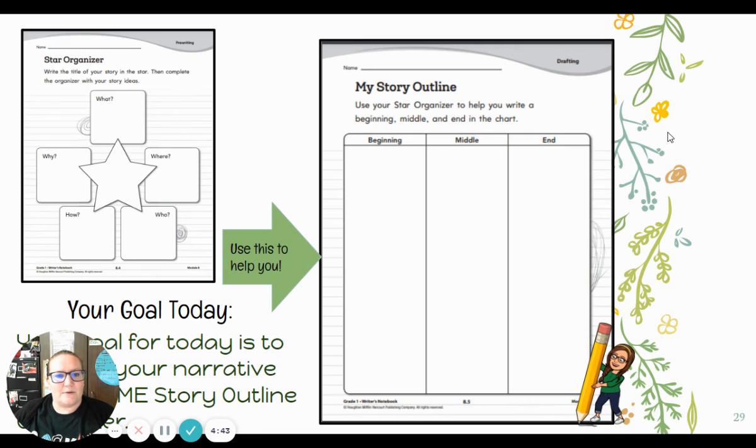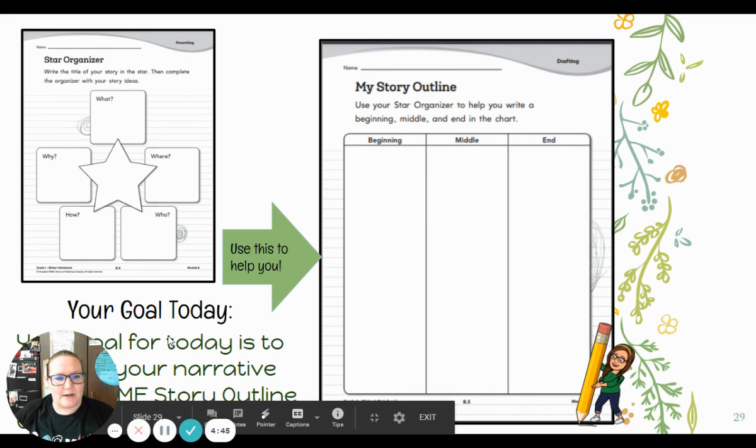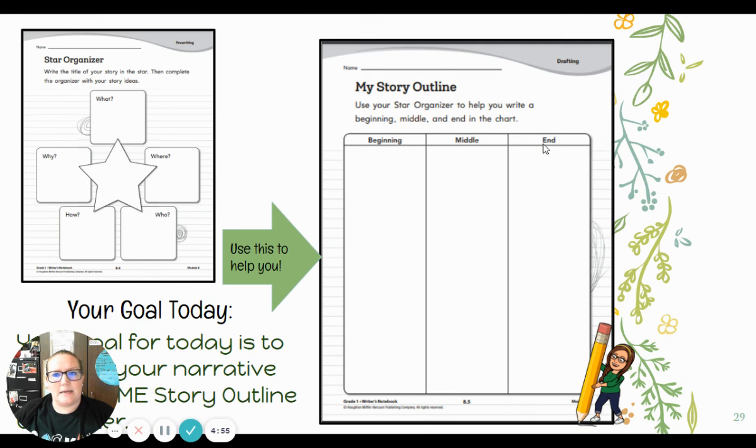All right, writers, so your goal today, I should have scooted that over. Your goal for today is to plan out your personal narrative using a beginning, middle, and end. You can, like I said, use this copy, my story outline, or you can easily do this on a piece of paper. Just put 3 columns, 3 parts, B for beginning, M for middle, and E for end. Use that star organizer that you filled out previously to help you as you're planning your beginning, middle, and end.